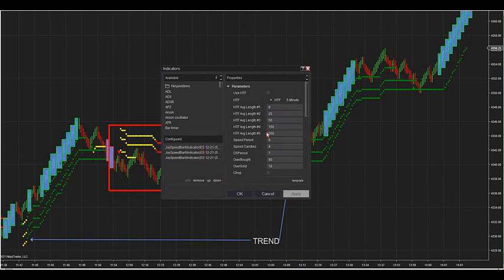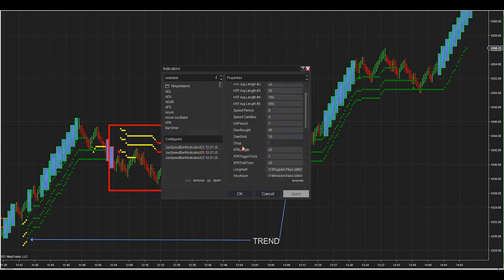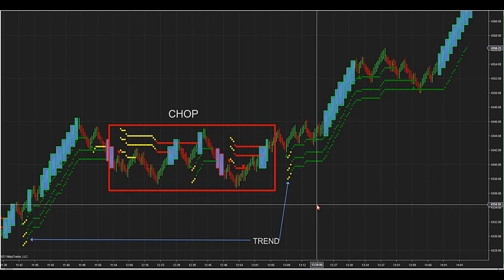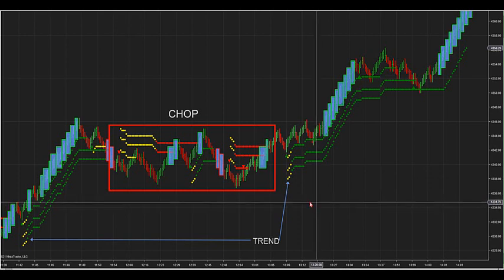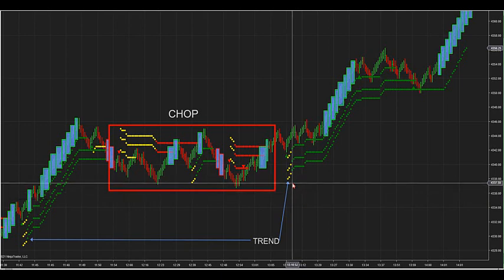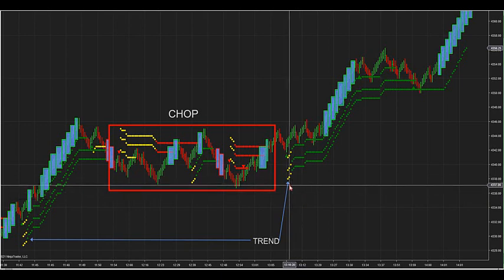You have right there 23 ATR and 18 and 11. So these are three stacked ATRs on top of each other. And I just want to show you how you can see chop versus trend real easy with these. Now, if you look at what I like to see, and you don't have to have three on there, but do ATRs work just as well.